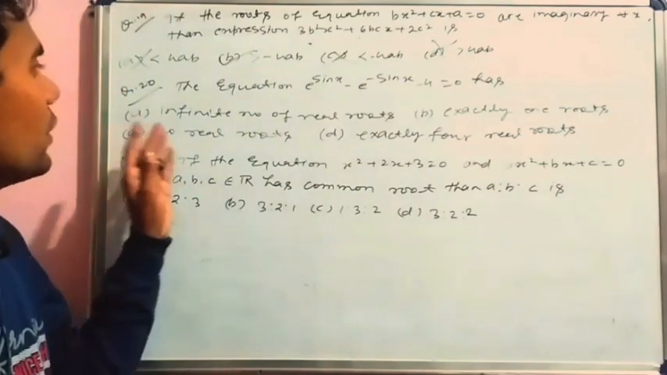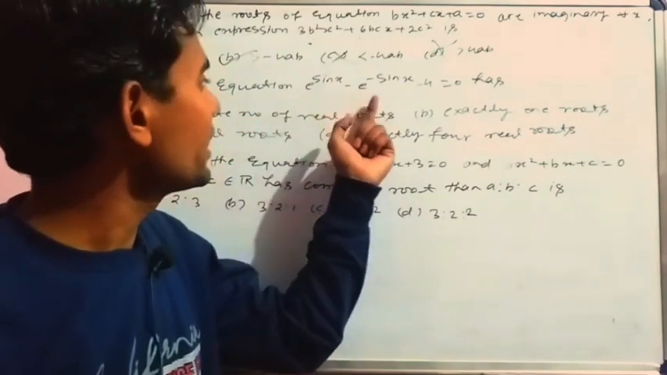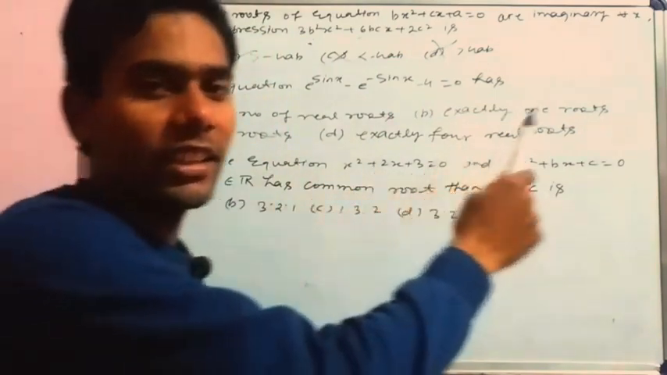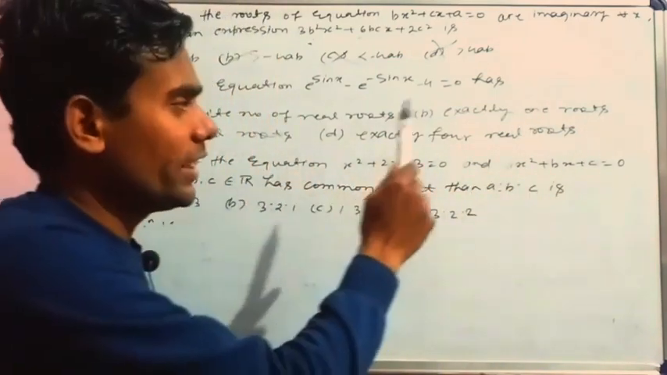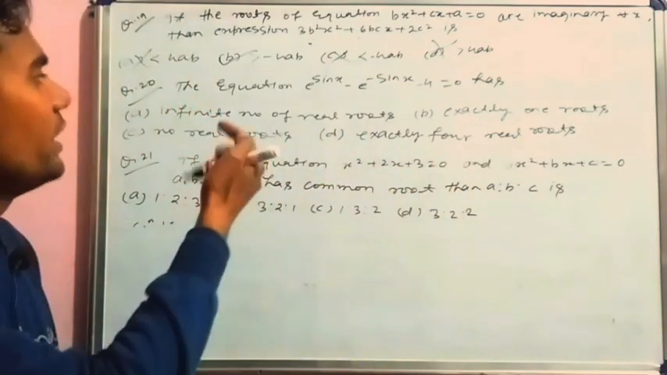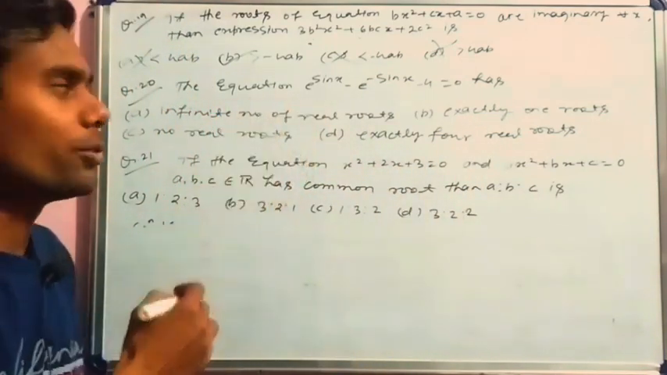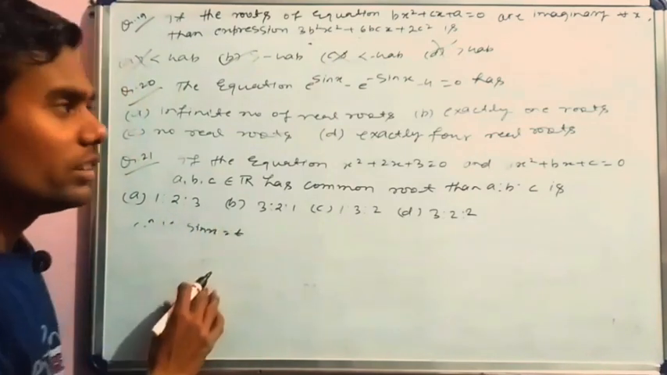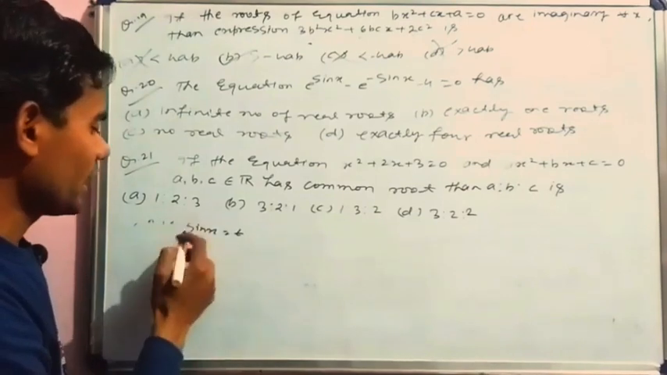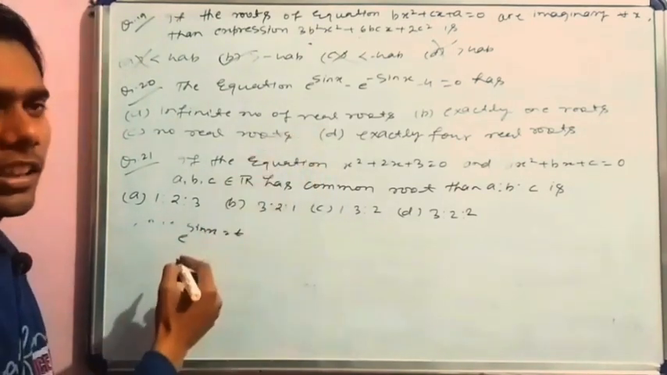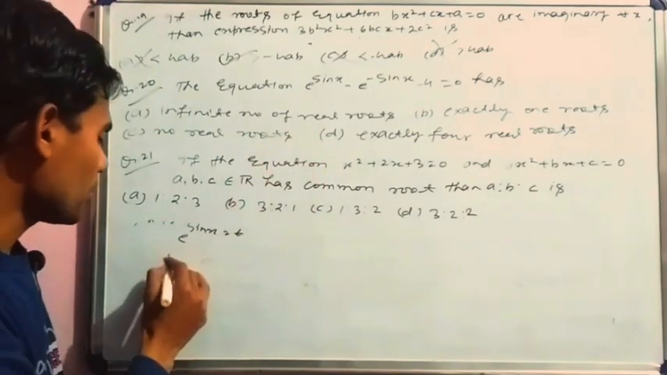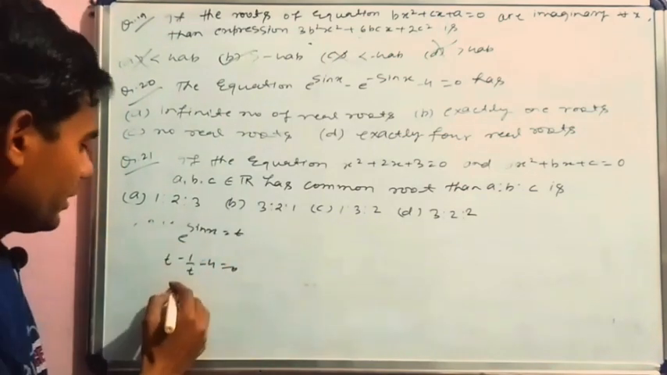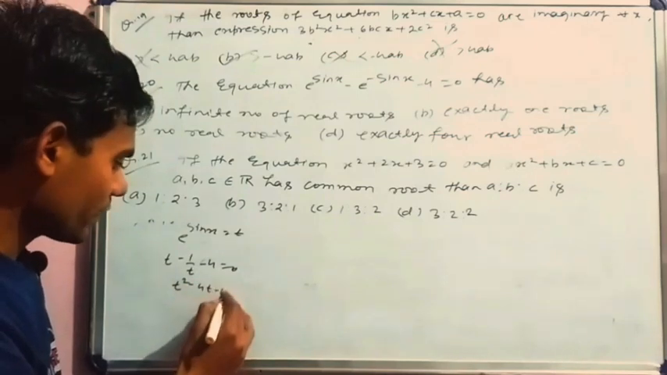Next, if the equation e power sin x minus e power minus sin x minus 4 is equal to 0 has infinite number of real roots, exactly 1 root, no real root, or exactly 4 real roots, then we have to find the roots of this equation. If we suppose that sin x is equal to t, then e power sin x is equal to t, and this equation can be changed to t minus 1 by t minus 4 is equal to 0. If we simplify, then t square minus 4t minus 1 is equal to 0.